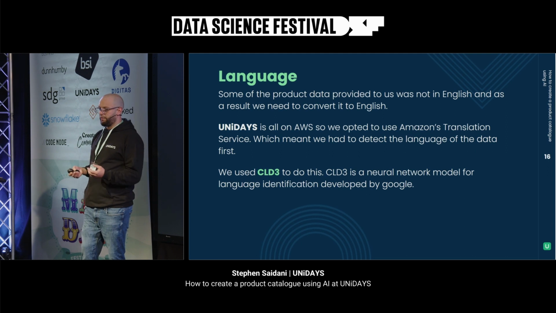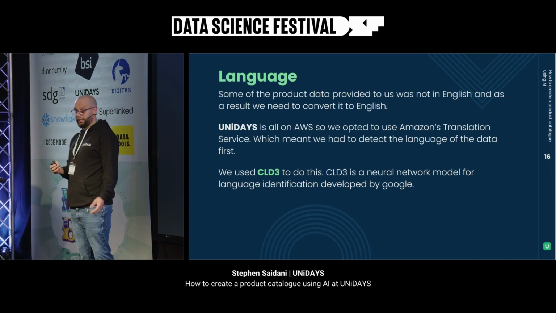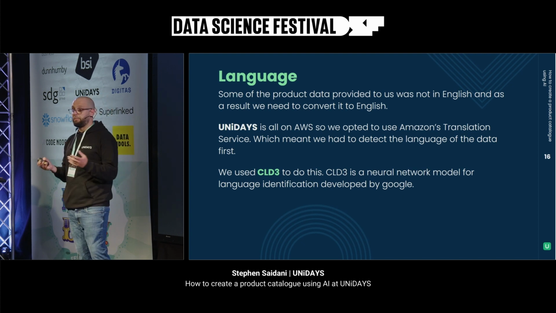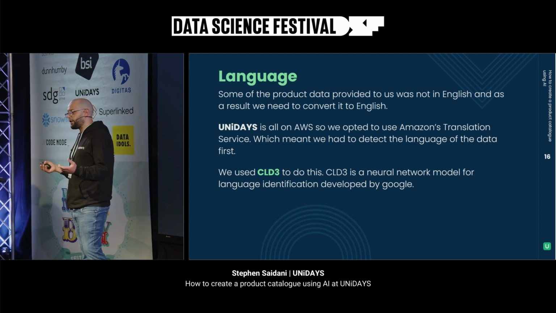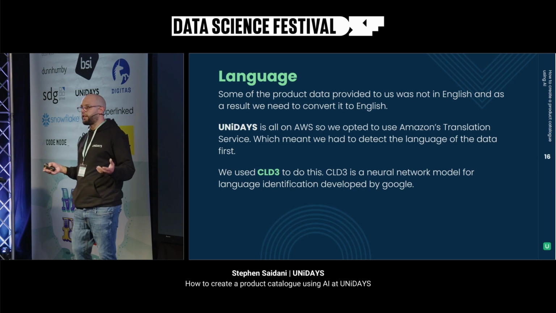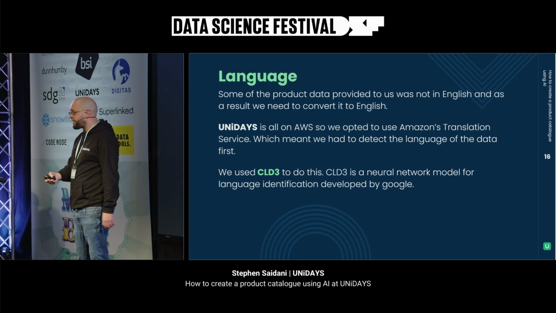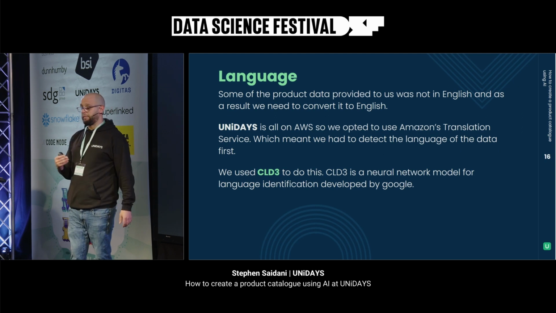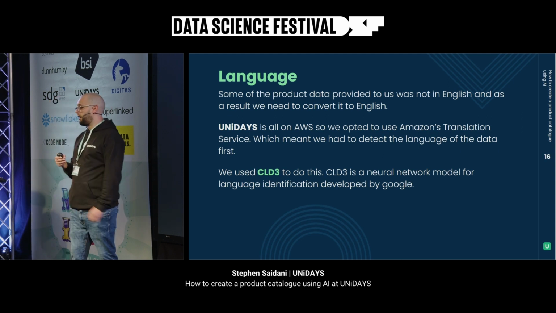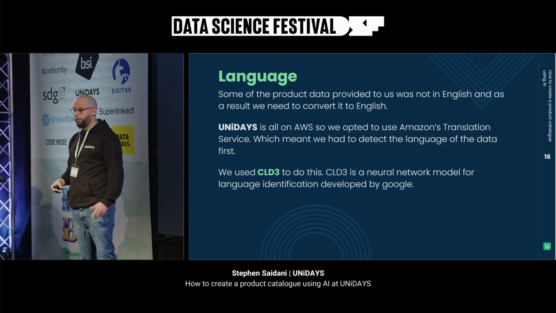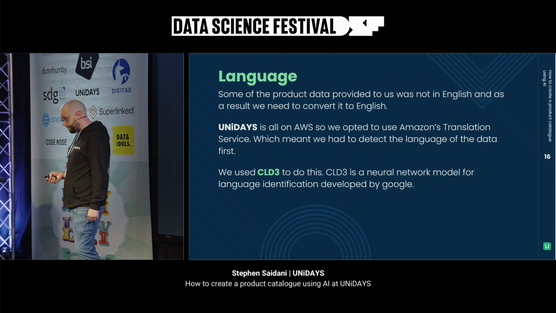So how did we go about resolving that? As I said, UNiDAYS is built on AWS. So rather than try to build our own language translation model, because that would be ridiculous and difficult and take a long time, especially when there are models out there already, we just use Amazon's translation service. You can plug in a language, you can plug in some text, and then you plug in an output language, and it'll just convert it for you.